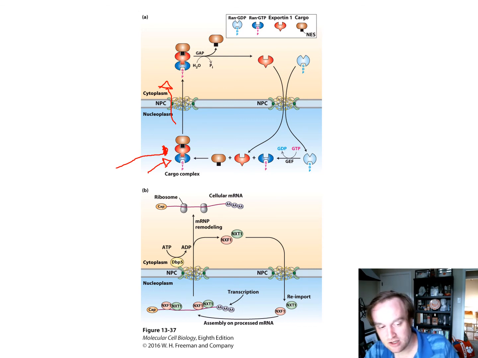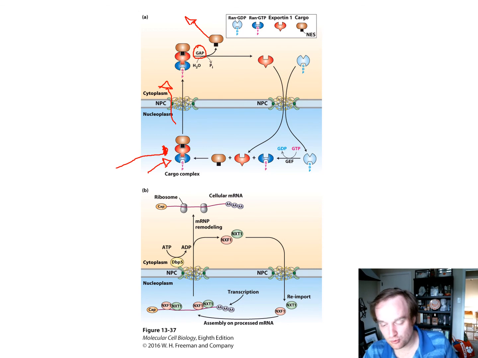Once in the cytoplasm, RAN GAP is associated with the nuclear pore complex cytoplasmic filaments, and this stimulates that RAN GTP hydrolysis. This GAP here senses those filaments and then starts this hydrolysis process. And that hydrolysis process causes a conformational change and releases that cargo into the cytosol. So GAP is there to release the cargo.